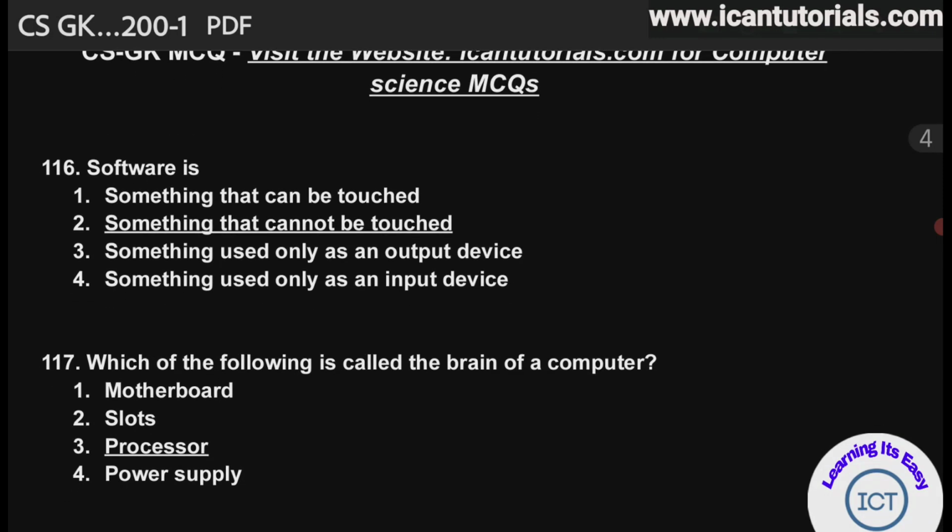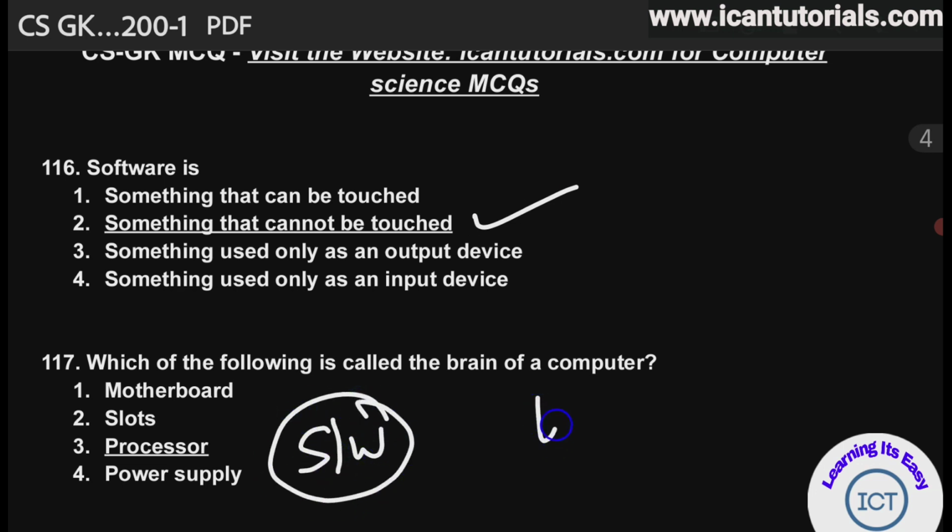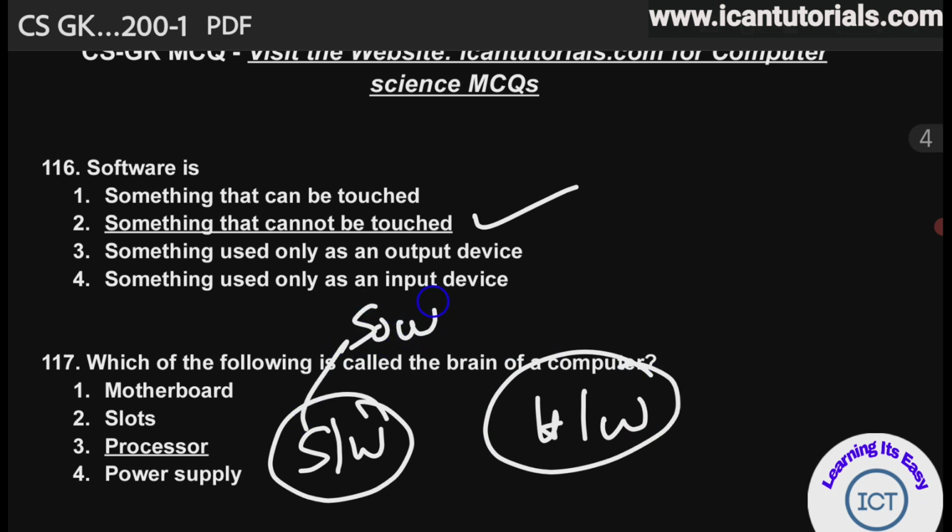Next question is software. What do you mean by software? Software is nothing but something that cannot be touched. See, in a computer, basically there are two things: one is software, another one is hardware. Software is like the soul of our body, and hardware is like the physical components of our body.